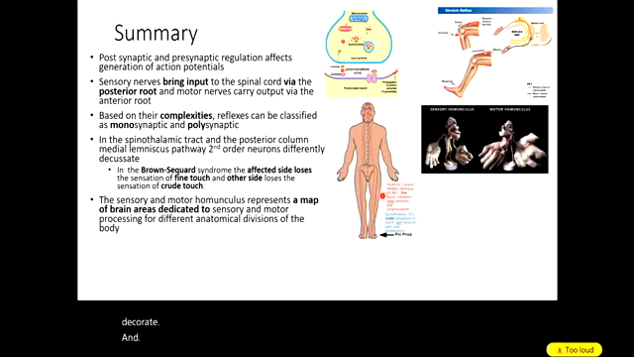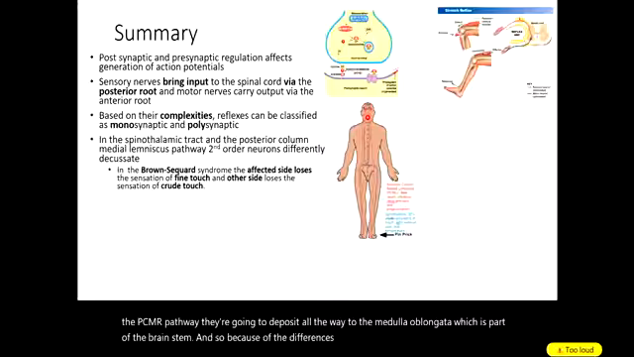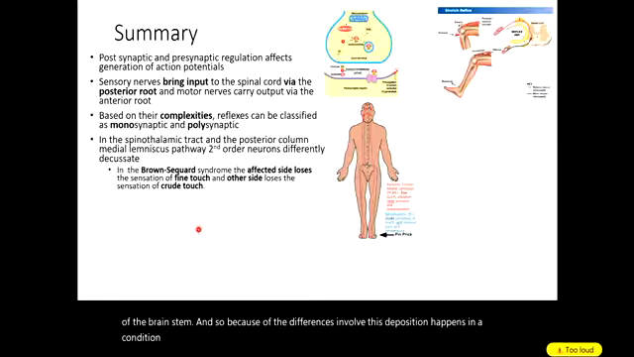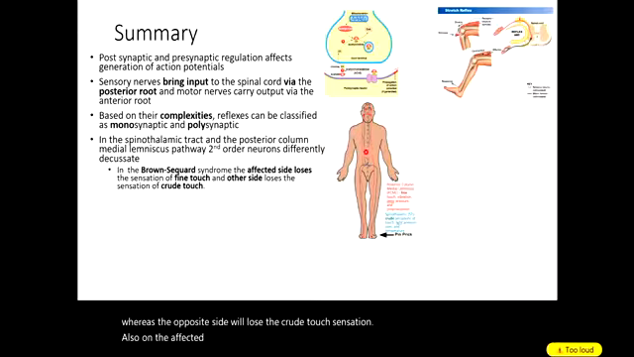In the case of the spinothalamic pathway, they will be decussating in the spinal cord, whereas in the PCML pathway, they're going to decussate all the way in the medulla oblongata, which is part of the brainstem. And because of the differences in where this decussation happens, in a condition like Brown-Séquard syndrome, the affected side will lose the fine touch sensation, whereas the opposite side will lose the crude touch sensation. And also on the affected side, you will lose motor function as well.